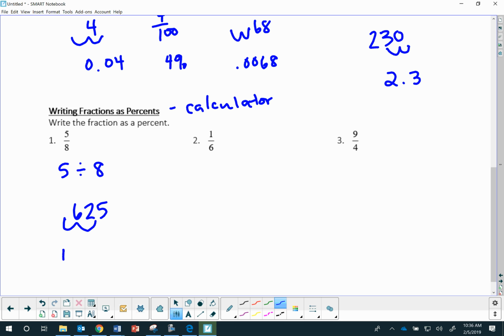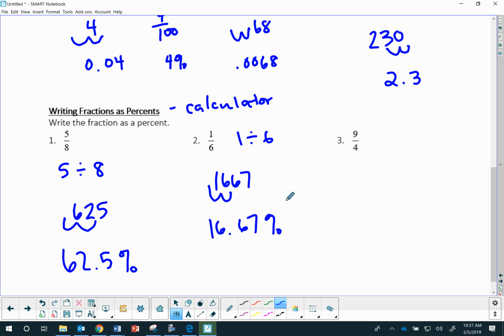So this percentage would be 62.5%. Next, I'm going to do the same thing. 1/6 equals 1 divided by 6. When I put that into a calculator, I get 0.1667. I then need to turn that into a percent. I'm going to move it 2 places to the right, so you should have 16.67%. Last but not least, 9/4 is 9 divided by 4.